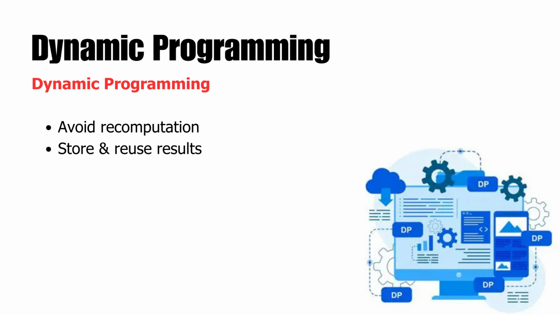Imagine you're solving a complex problem, and halfway through, you realize you've already solved this subproblem before. Wouldn't it be efficient to reuse that result instead of recalculating it? That's the essence of dynamic programming, DP, a powerful technique that excels when problems have overlapping subproblems and optimal substructure. DP saves computation time by storing and reusing intermediate results.